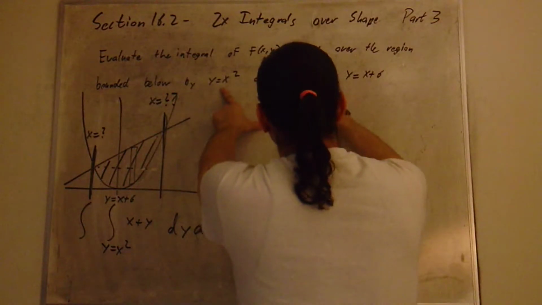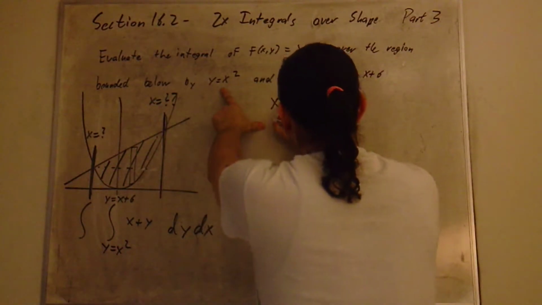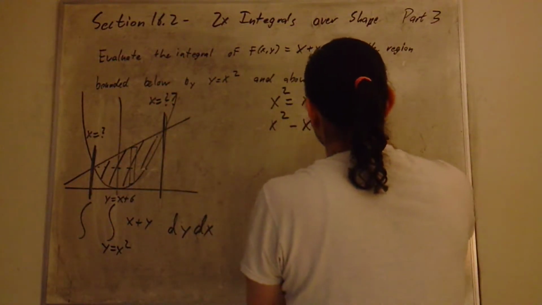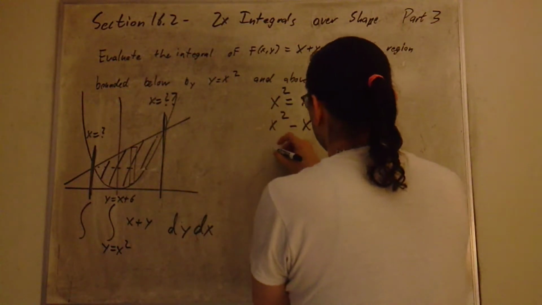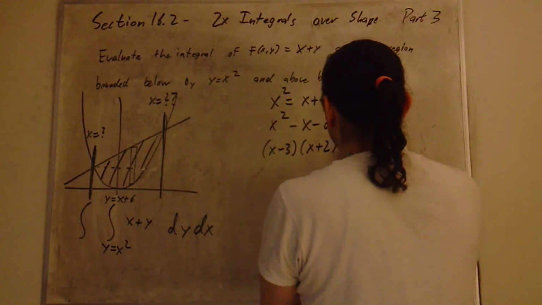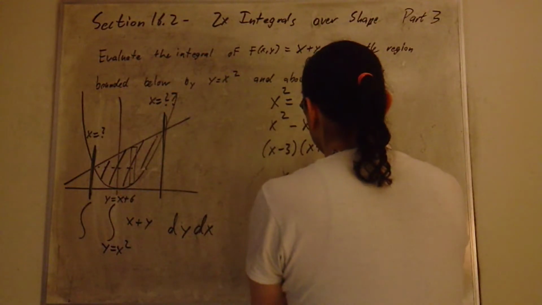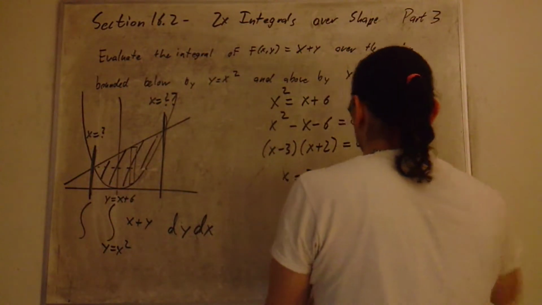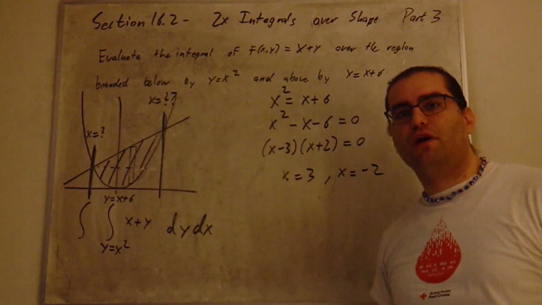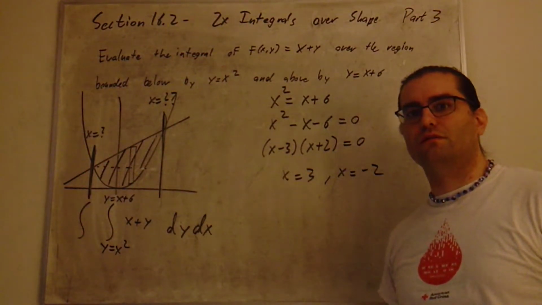X squared equals x plus 6 looks a lot like x squared minus x minus 6 equals 0. Looks a lot like x minus 3 times x plus 2 equals 0, which means that x equals 3 and x equals negative 2. You thought you were done with factoring polynomials, and you thought wrong.